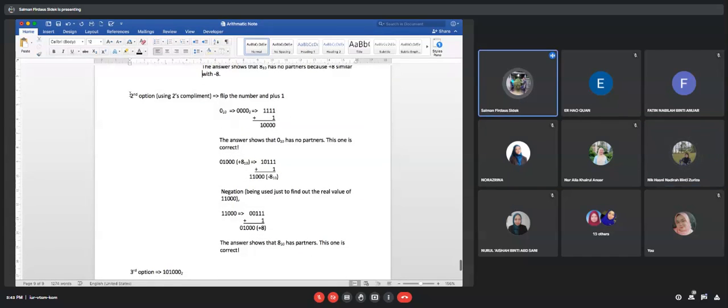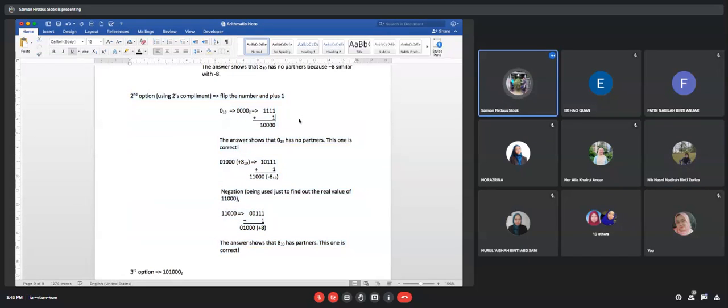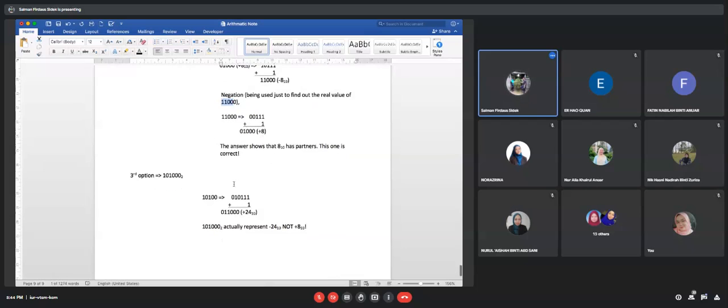Yes, the second option is correct. So what is the second option? If we want to represent a positive number as negative, we need to use two's complement, which is to flip the number and add 1. And if we are given a binary number starting with 1 like this, we need to use negation to find out the real value of the representation. Okay, any other question?